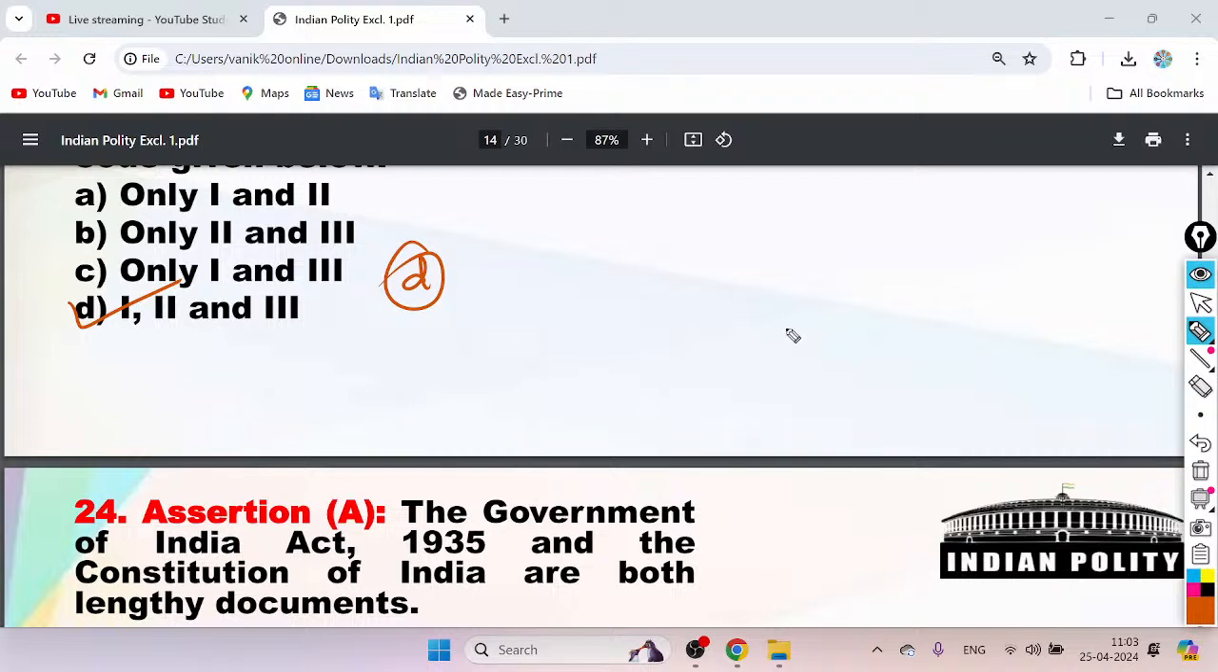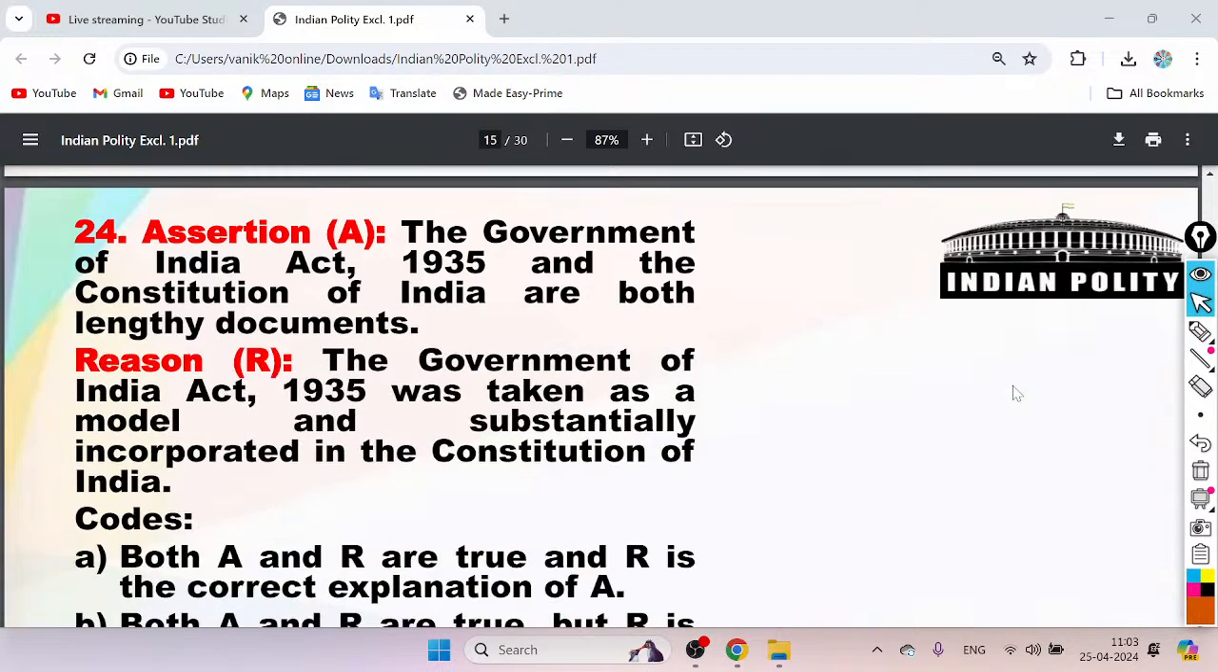Now we'll come to 24. The Government of India Act 1935 and the Constitution of India are both lengthy documents. Yes, the assertion is correct, the lengthiest document. Reason: the Government of India Act 1935 was taken as a model and substantially incorporated in the Constitution. Yes, I told you, more than 70% of the text was modified and incorporated. Both are true and the reason is the correct explanation of it, isn't it?